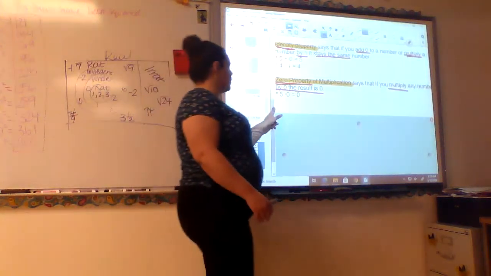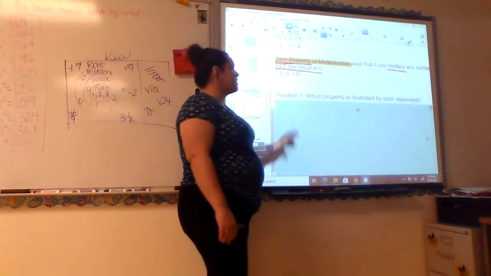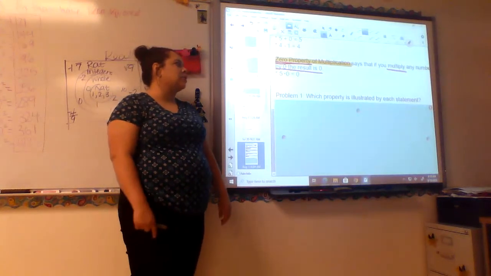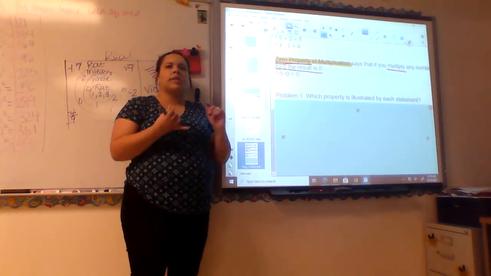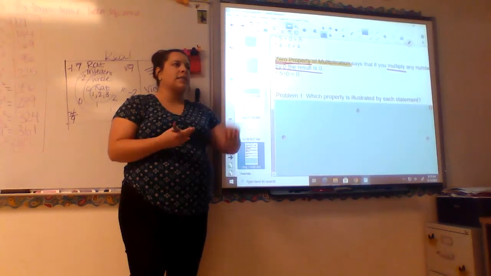Alright, so let's look at the directions here. It says which property is illustrated by each statement. So you're just going to say if it's commutative, associative, identity, or zero property.